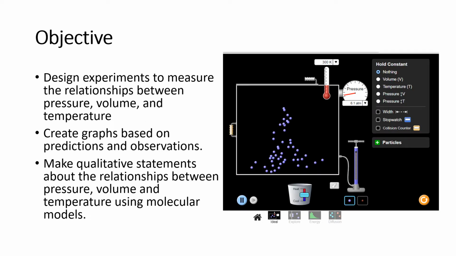So this is a picture of how the simulation looks whenever you get to that screen. You have essentially a container and a bunch of other things over here, which I'll go over when the video shows up. The major objectives of this lab are for you to design experiments where you look at the relationships between pressure, volume, and temperature. You will also create some very simple graphs based on these predictions and observations. And then finally, you'll make some qualitative statements.